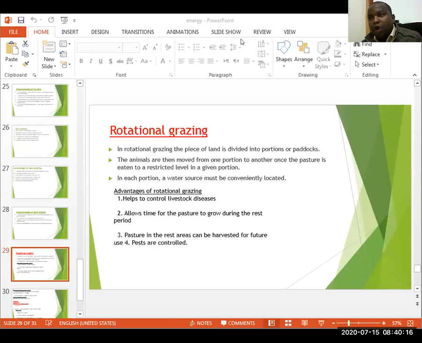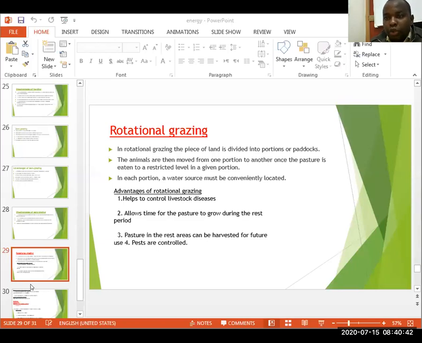We looked at advantages of rotational grazing. Advantages are the good things about rotational grazing, whereby we say it helps to control livestock diseases, allows time for the pasture to grow during the rest period. Pasture in the rest areas can be harvested for future use, and then pests are controlled. That is what we looked at.